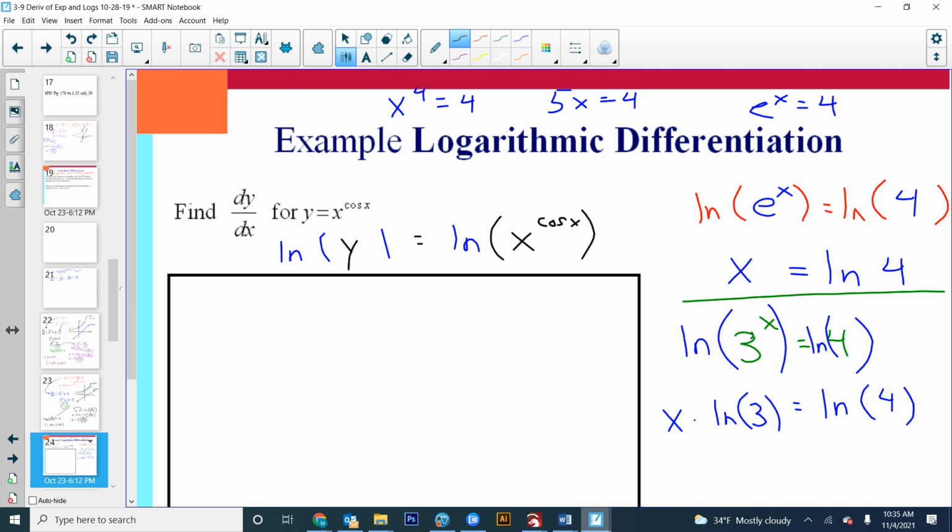Are you guys good? Whenever you do the left side, you have to do the right side. All right, ln both sides.